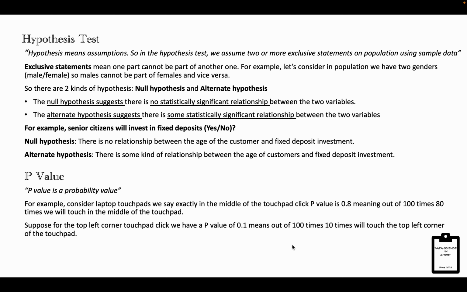So the next topic is p-value. P-value is the probability value. For example, consider a laptop touchpad. Say we click exactly in the middle of the touchpad, p-value is 0.8, meaning out of 100 times, 80 times we will touch in the middle of the touchpad. Suppose for the top left corner of the click, we have a p-value of 0.1, meaning out of 100 times, 10 times we will touch the top left corner of the touchpad.